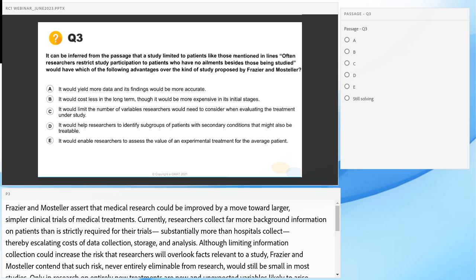Okay, about 75% of you are done. Let's get those answers in. 3, 2, and 1. I'm going to end the poll. I'm going to broadcast results.